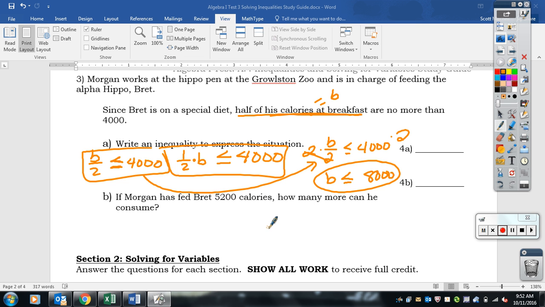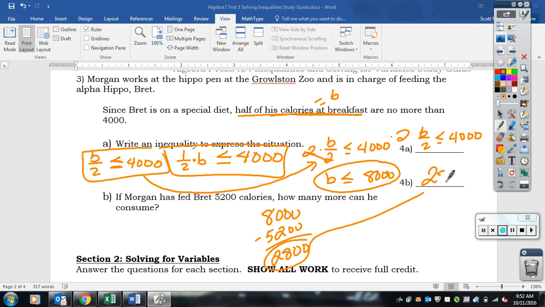We already had 5,200. 8,000 minus 5,200 is 2,800 calories, which is how much more he could have. So for this one, B divided by 2 is less than or equal to 4,000, which, if we solve it, is 8,000 calories. We already had 5,200, so that only leaves 2,800 calories for Brett to consume.